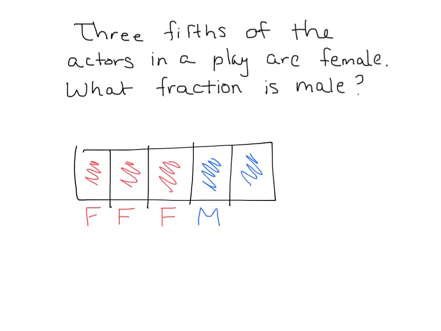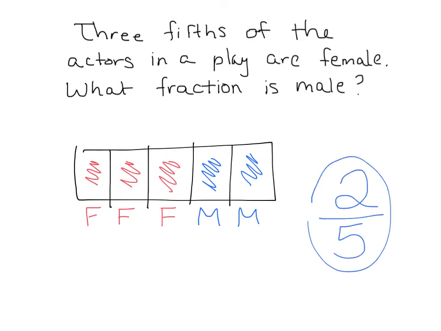So there we go. Now, 2 out of 5 are male, so 2/5 are male. And then the female, which is 3 out of 5, 1, 2, 3, and the male is 2 out of 5, and so 5/5 is a whole. That's the whole piece, and so 3/5 are female, and 2/5 is male.